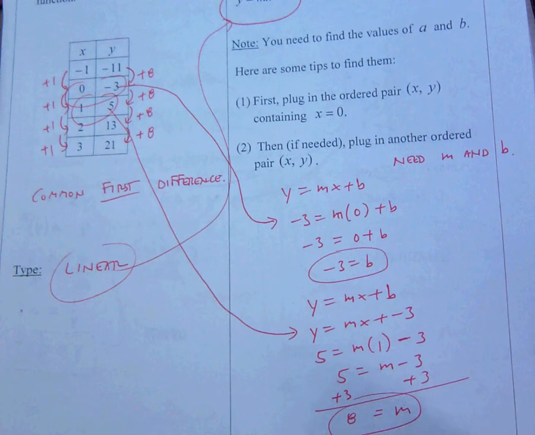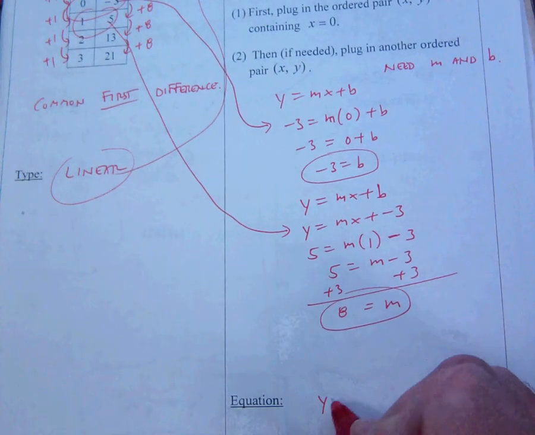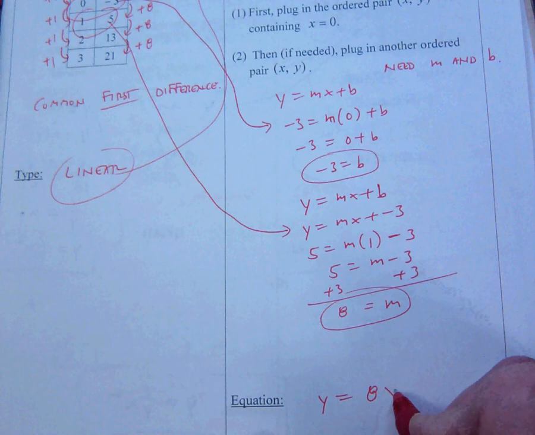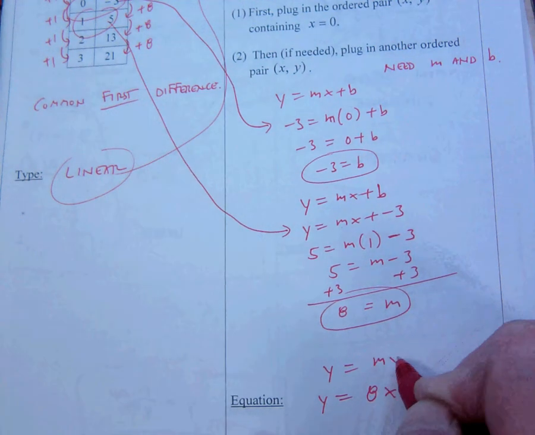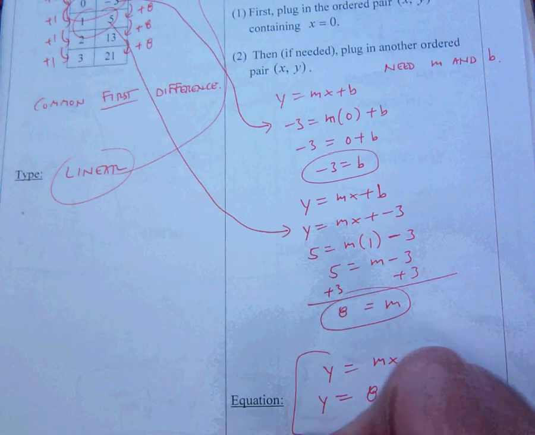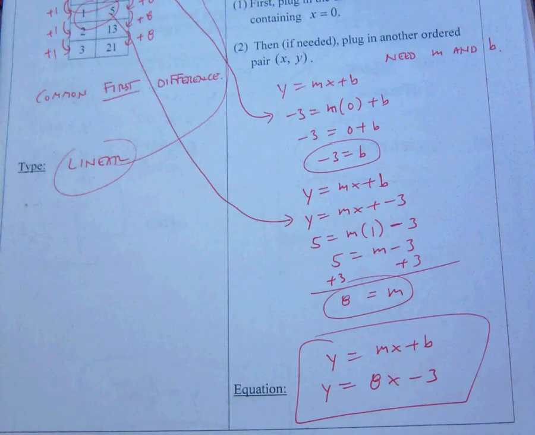Okay, so now that you have m and b, what's your equation? mx plus b, right? You said mx, but wrote 8x. Right, because m is my 8. Everybody agree that the equation y equals mx plus b is that?